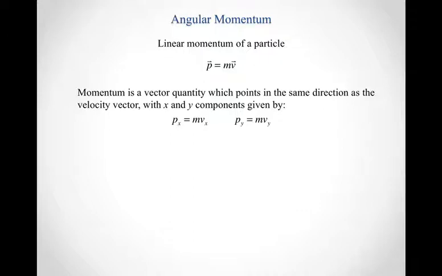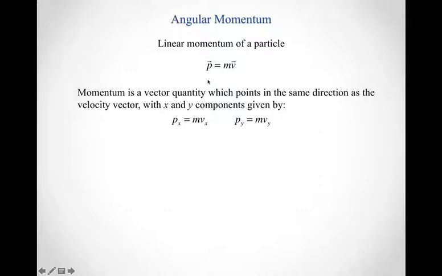So the last quantity that we want to introduce, that again is very analogous to something that we talked about with translational motion, is angular momentum. And so angular momentum is going to be the rotational analog of the linear momentum that we talked about a couple of weeks ago. So we said the linear momentum of a particle is given by this expression.